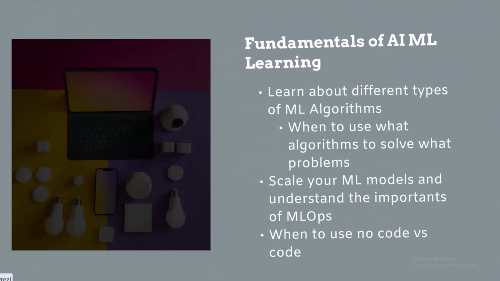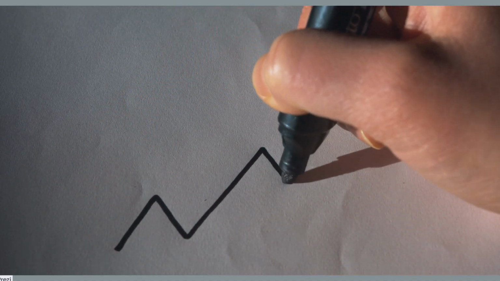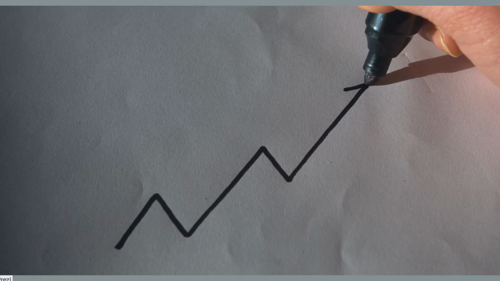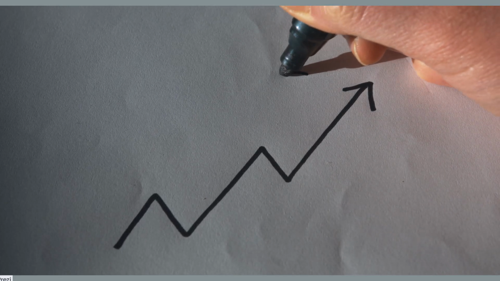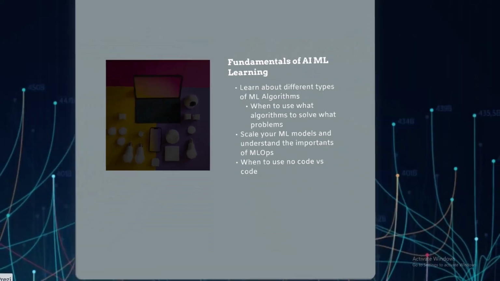So the fundamentals of AI learning, what we can learn is different AI algorithms, when to use what algorithms and solve what problems. Once we have that, we can scale your models so that other people can use them, and it'll help you understand the importance of MLOps and that scalability, and then when to use code versus no code in your applications.